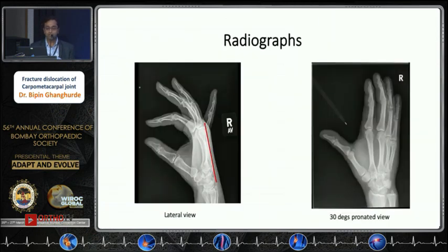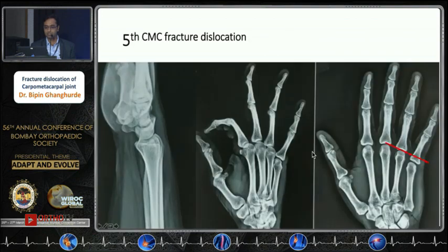You take a lateral view and a 30-degree pronated view. If you draw another tangential line in the lateral view, none of the metacarpals should cross that line. The 30-degree pronated view also shows dislocations.